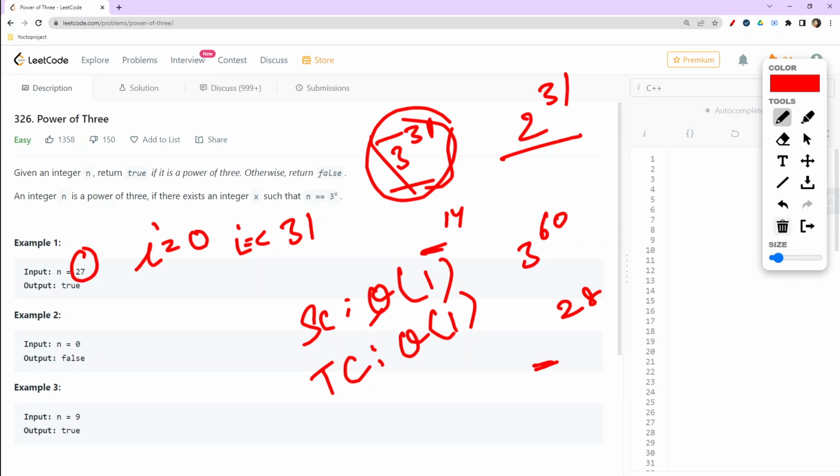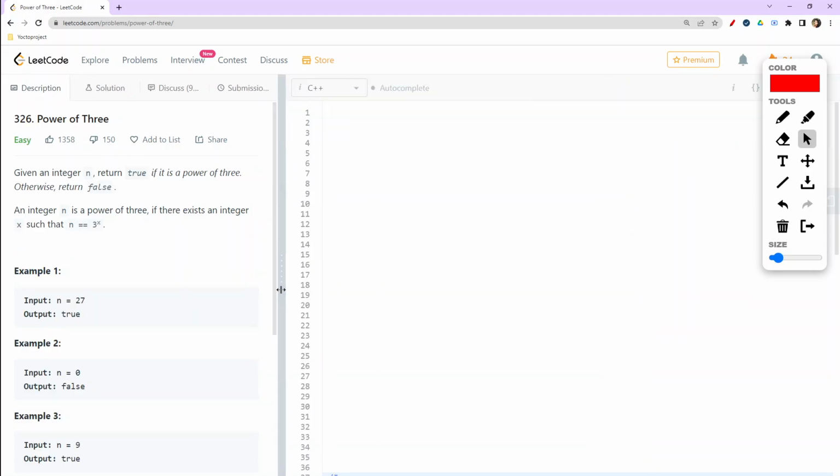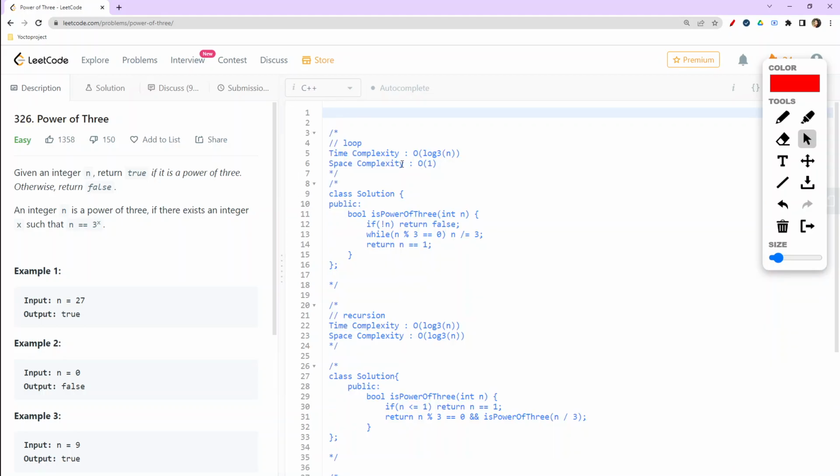So let me show you how we are required to code this particular solution. So here comes the part for the loop. The time complexity is basically log base 3 of n, and the space complexity is order of 1, because in the loop we are using nothing.